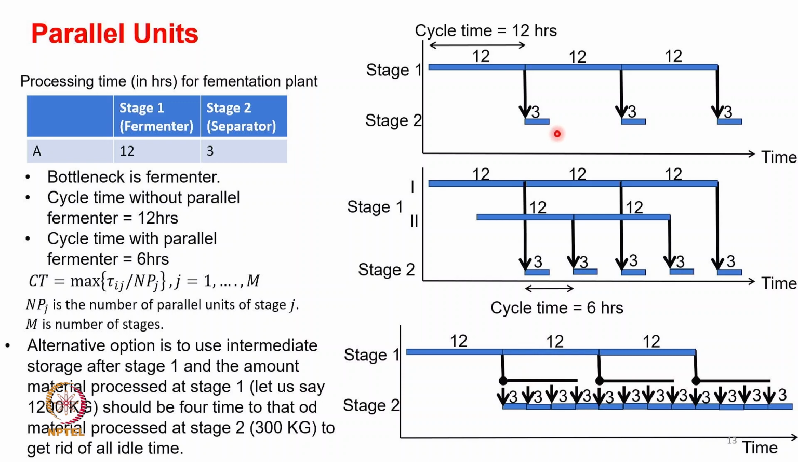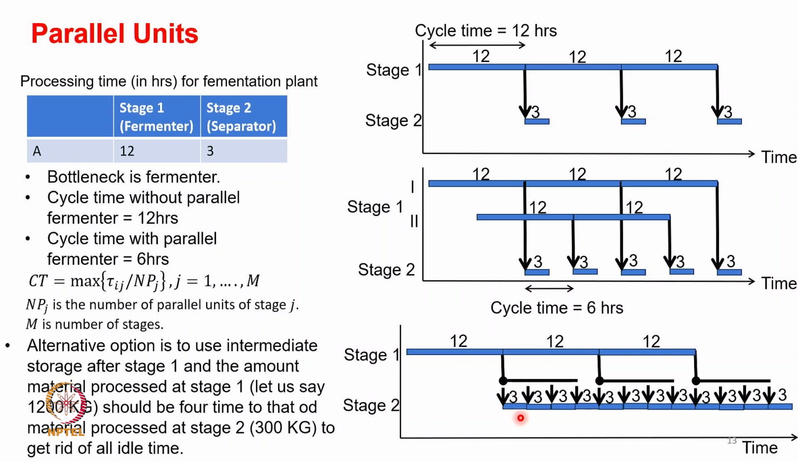In this case, you can see there is larger intermission, which eventually results in more cycle time. Here, of course, the cycle time is reduced, but there is some intermittency. Even that intermittency we could typically utilize by storing them and using them. For instance, stage 1 is, let us say, 1200 kilograms, so you can have stage 2 processing for 300 kilograms.